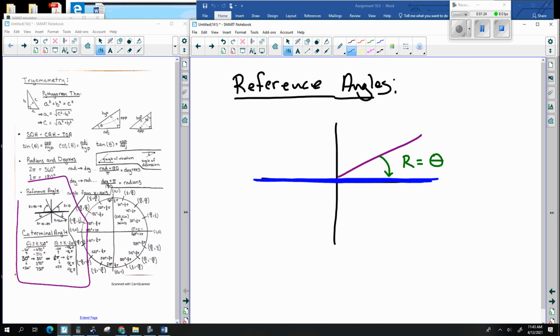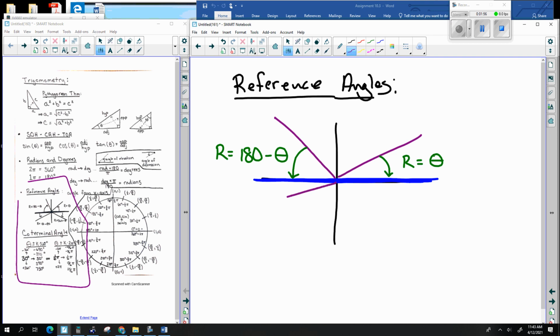If your angle is out here somewhere, this would be the reference angle. In that situation, it would be 180 degrees minus whatever degree mark it is. So if it's at 130 degrees, the reference angle would be 50 degrees. So it's how many degrees it is to that x-axis.